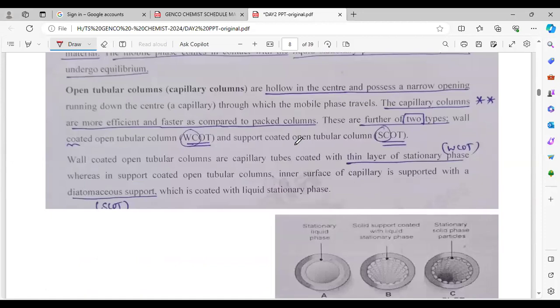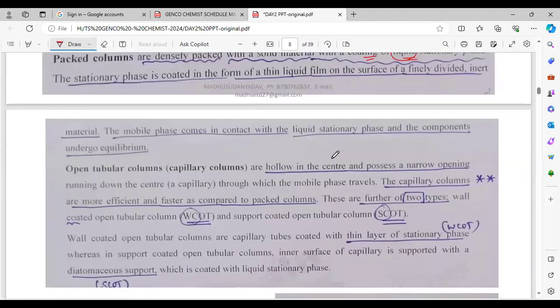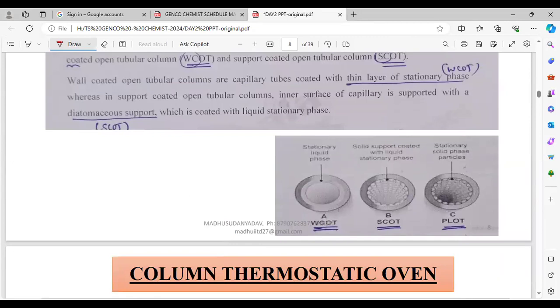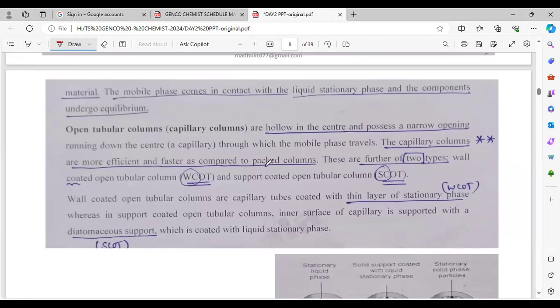Next, open tubular columns or capillary columns. Open tubular columns have a hollow in the center and possess a narrow opening. The opening is narrow. Okay. I'll give you one basic idea. You don't need to remember the details of open tubular or packed columns. If there is a question on this area, they'll ask which type of column will effectively work in GC separation. Generally, open tubular or capillary columns are more powerful compared to packed columns. They are more effective.